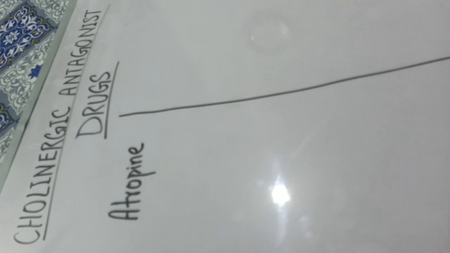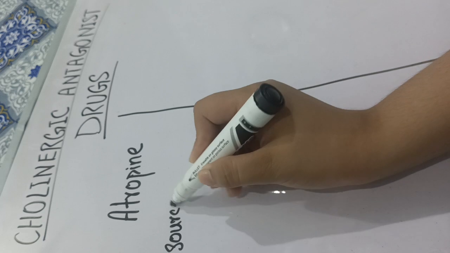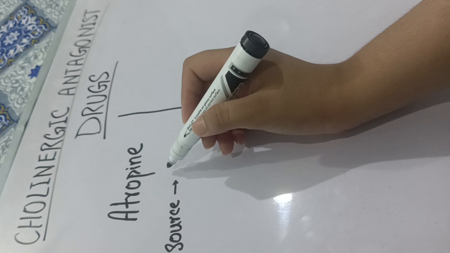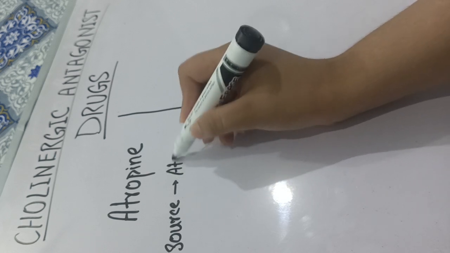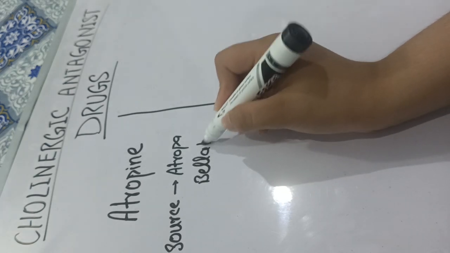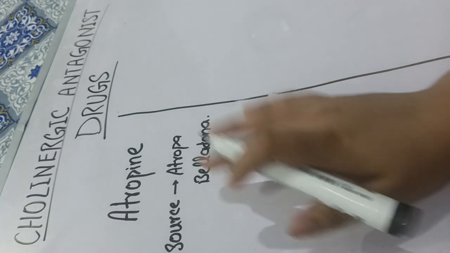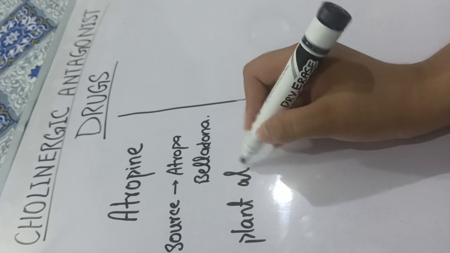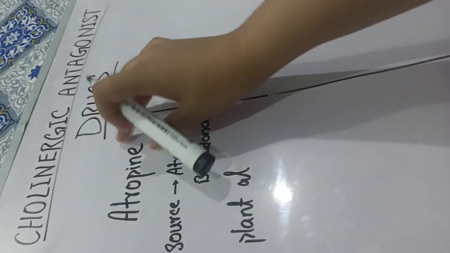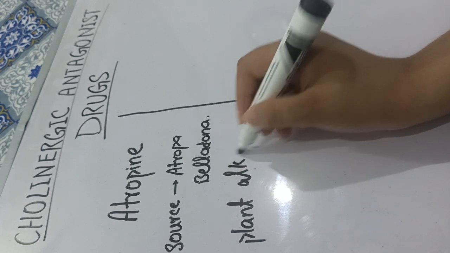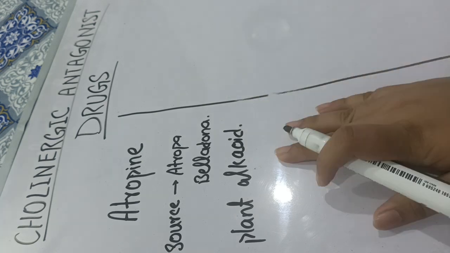First of all, let's discuss the source of atropine. The source of atropine is a plant, Atropa belladonna. Atropine is a plant alkaloid. It means that in Atropa belladonna, atropine is an alkaloid, so it is alkaloid in nature.